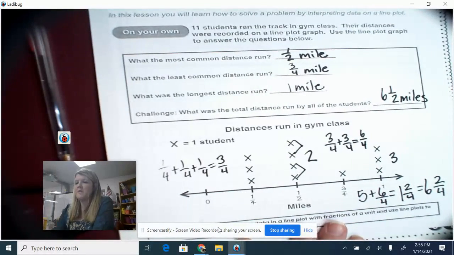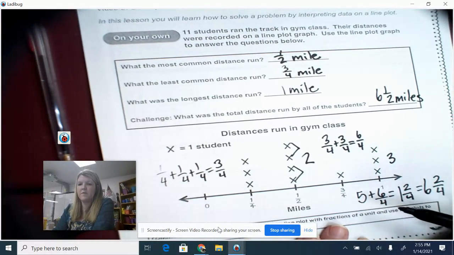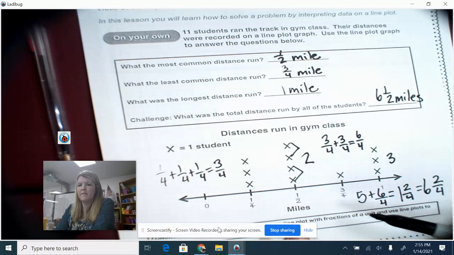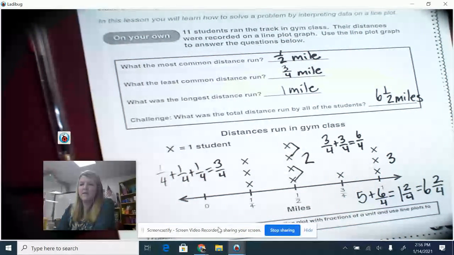All right, so I'm going to give you another line plot, and it will be similar to this one, and you will have some questions to answer. And then eventually we are going to create our own line plots. So you can think of a question that you would want to ask people and take a survey, and then you'll collect the data and use that to make a line plot. So be thinking about your question, and we'll talk more about that later. All right, so go ahead and answer the questions about the line plot.